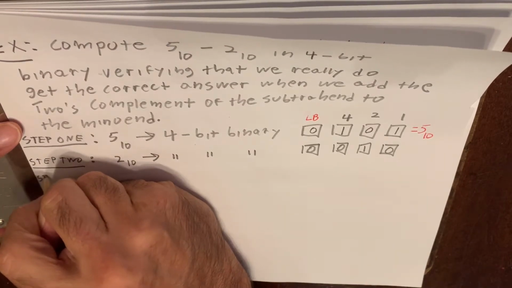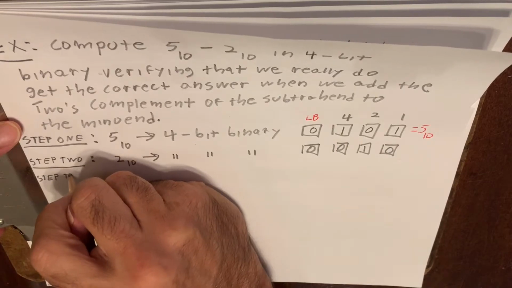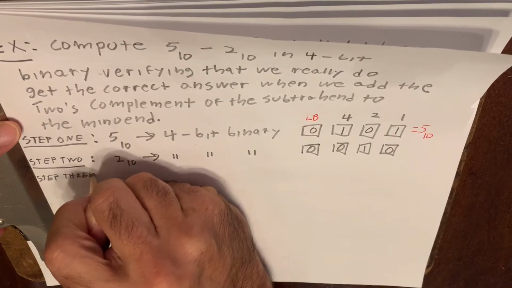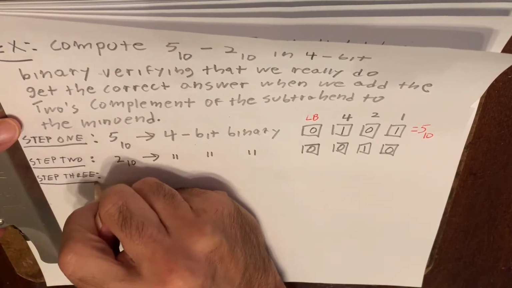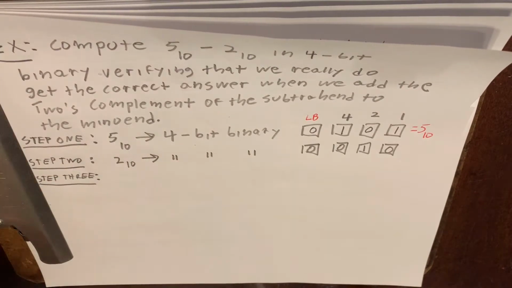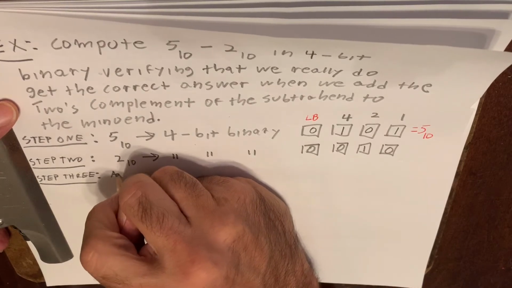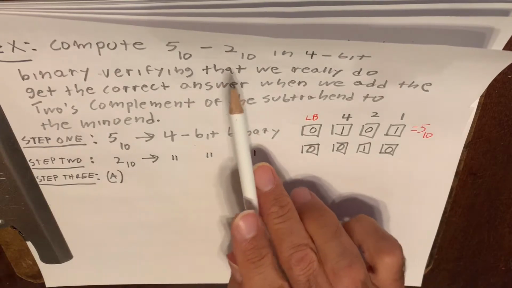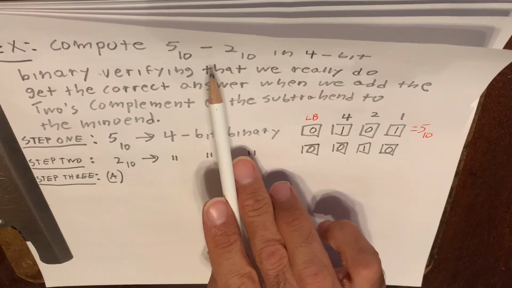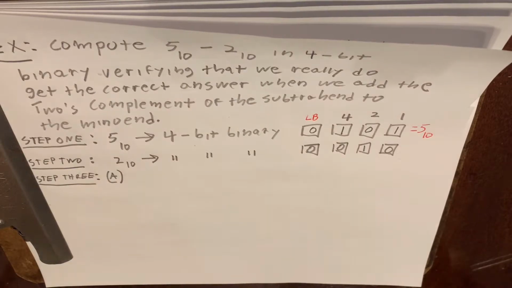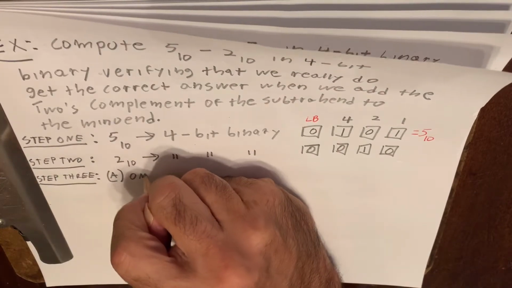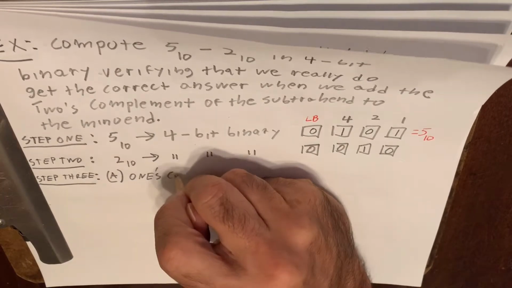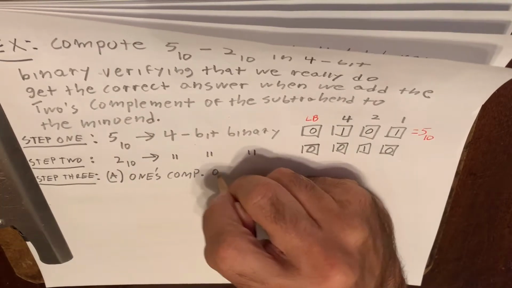Step 3 has actually 2 sub-steps, which maybe I'll call A and B. So what we need to do for step 3 is to get the 2's complement of the subtrahend. But in order to get the 2's complement, first we have to get the 1's complement of the subtrahend. So I'm going to call step 3A 1's complement of subtrahend.